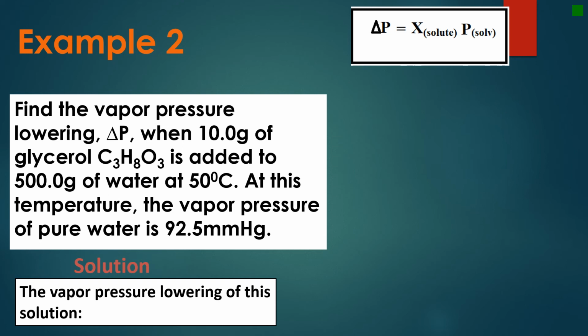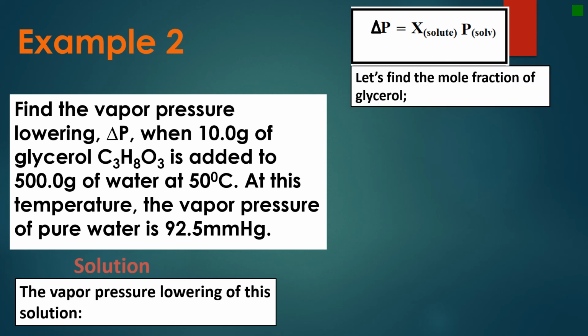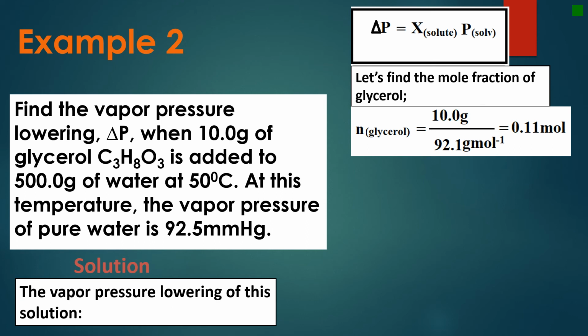So to solve this, the vapor pressure lowering of this solution is found by using this formula, which is equal to the mole fraction of the solute, that's the glycerol, times the vapor pressure of the pure solvent, which is water. And in order to find the vapor pressure lowering, we need first of all to find the mole fraction of glycerol. And to find it, we need the number of moles first.